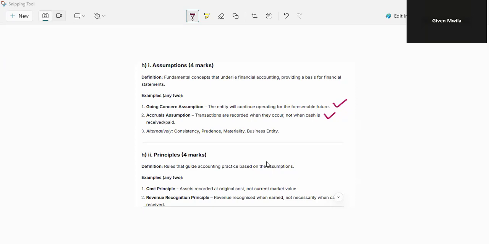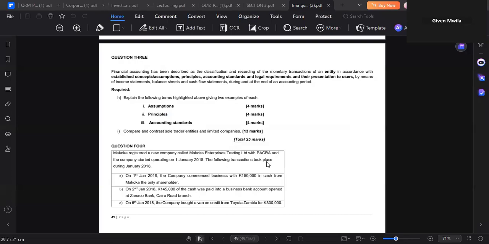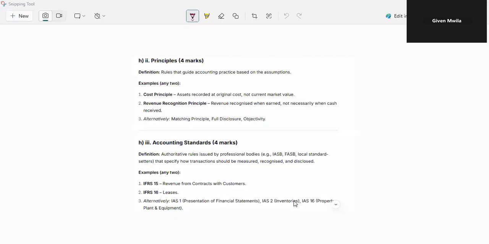The second question is asking to explain what principles are. What are accounting principles? These theoretical parts are very important for our exam purposes. When we're dealing with accounting principles, we can define them as follows. Number one, accounting principles are simply rules that are used to apply these assumptions in practice. They guide us on how accounting is done.